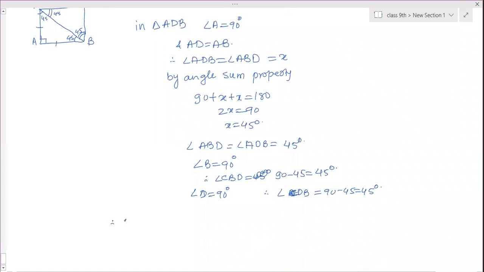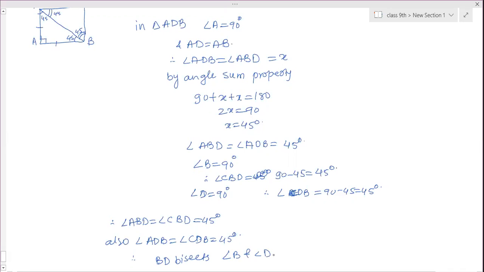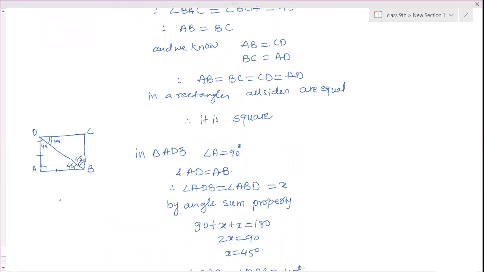Yes, ma'am. Clear. So therefore, angle ABD is equal to angle CBD is equal to 45. Also, angle ADB is equal to angle CDB is equal to 45. Therefore, BD bisects angle B and angle D. Understood? Yes, ma'am.